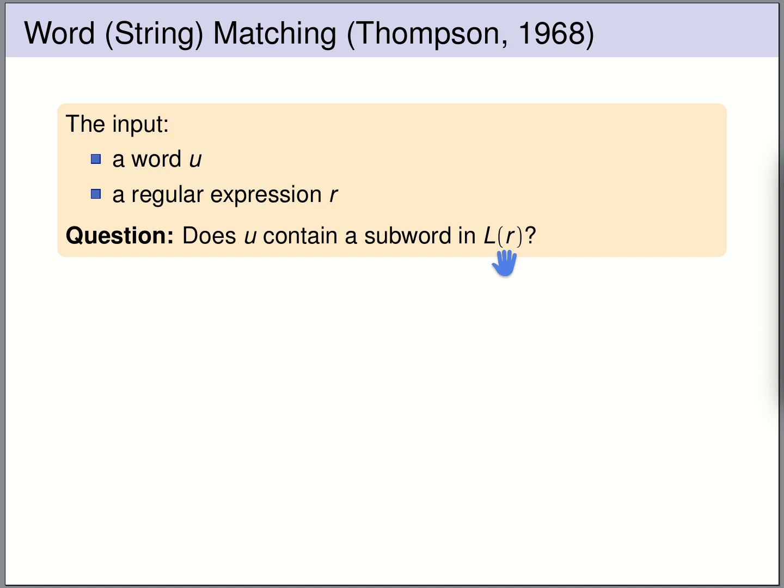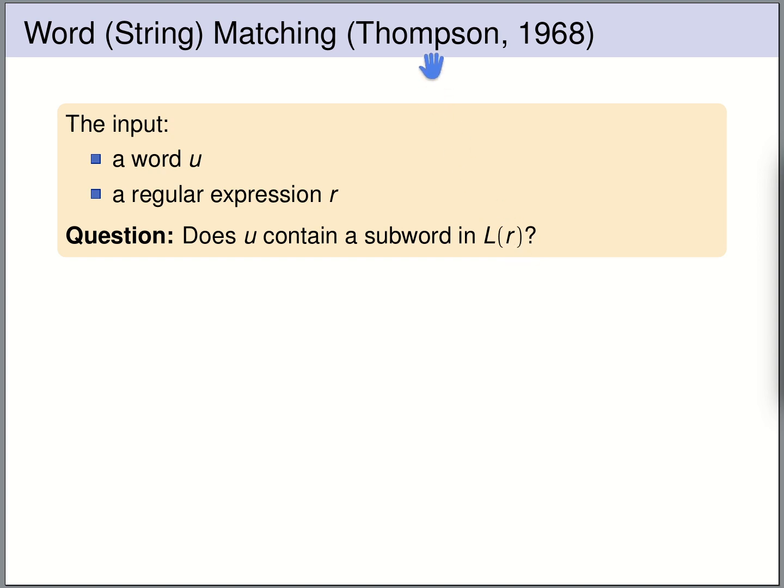Now, why is this problem relevant? This problem is relevant for information retrieval, whenever you want to extract information from websites, from text documents, from whatever. So basically your word U is the text document that you want to extract information from, and the regular expression R expresses a pattern that you're looking for, some piece of information that you're interested in. And you wonder, does your text document contain this piece of information? So you want to extract it from the text document.